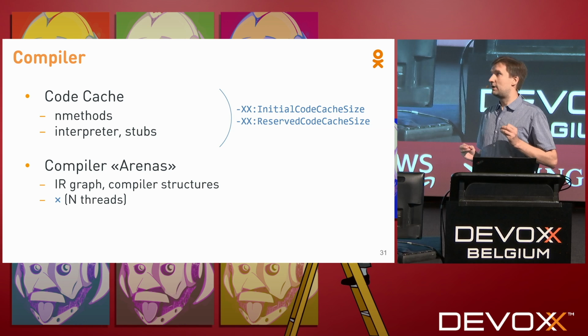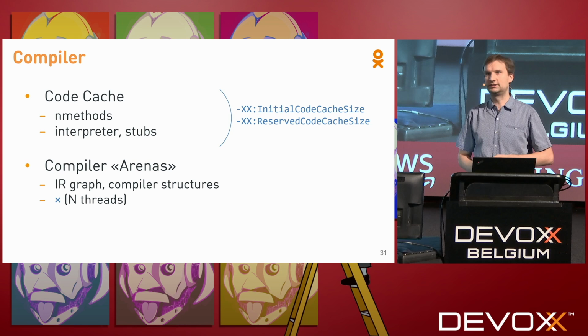JIT compiler algorithms also require additional memory for their own purposes, to build the IR graph, basically to run compilation algorithms. Another portion of memory is required, and this memory is roughly proportional to the number of compiler threads.